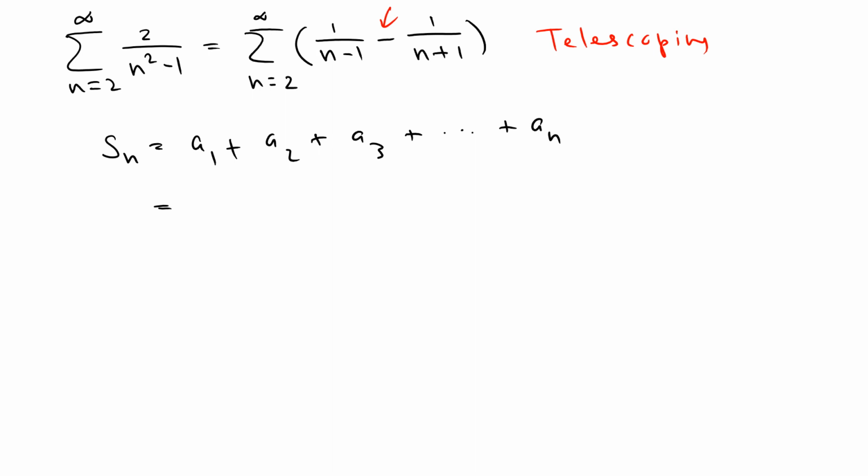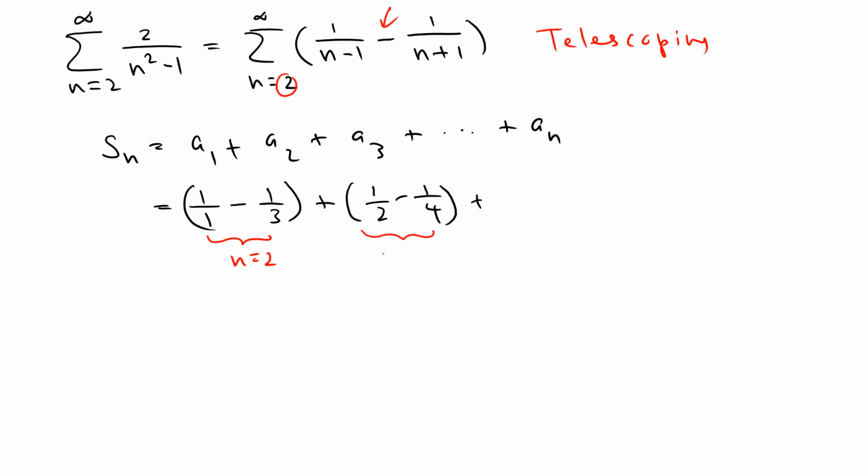So let's plug in the first index value. The first index value is n equals 2. If you plug in 2, it is 1 minus 1 over 3 in this case, because we plug in n equals 2. So 1 over 3, that's the first one. The next one, we plug in n equals 3. If you plug in n equals 3, it is 1 half minus 1/4. So that's what you get.